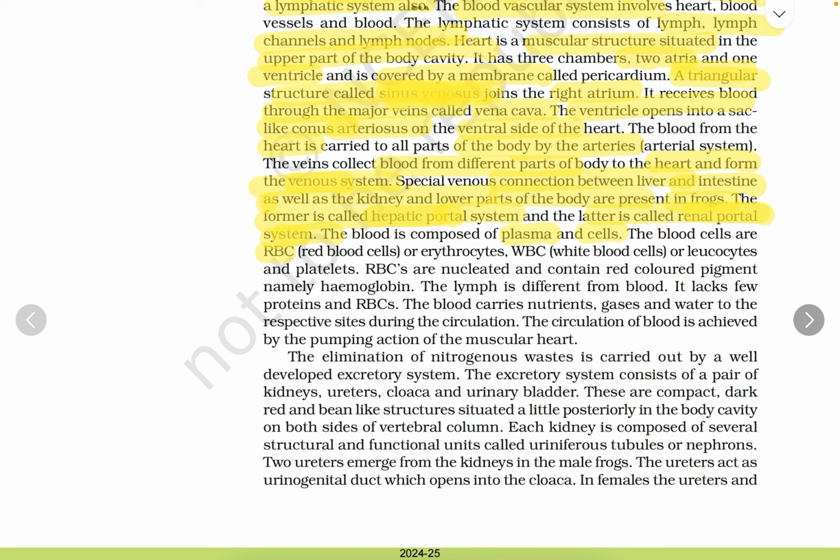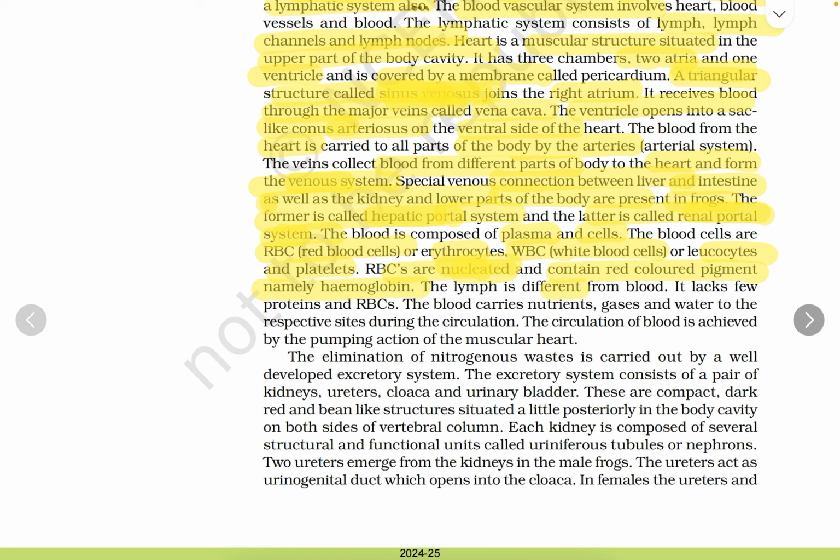The blood cells are RBCs or erythrocytes, WBCs or leukocytes, and platelets. Similarly, what is present in humans. RBCs are nucleated and they contain a red colored pigment, namely hemoglobin. They have a nucleus, okay, RBCs. Some animals don't have a nucleus in their RBCs, but here it is nucleated.